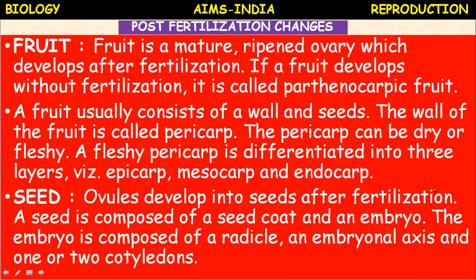Now come to seed. The ovules develop into seeds after fertilization. A seed is composed of a seed coat and an embryo. The embryo is composed of a radicle and an embryonal axis and 1 or 2 cotyledons. Okay. So if you take the fruits, some fruits are categorized into true fruit and false fruit. Just the basics I am giving you.